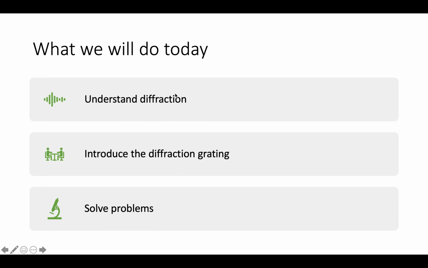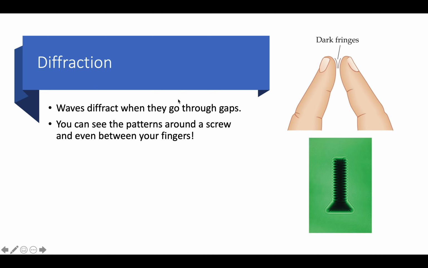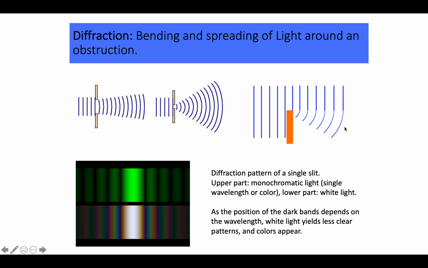So we'll understand diffraction, introduce the diffraction grating, and we in the class will be solving some problems together. So diffraction is waves, when they go through gaps, they bend around the edges. You can put your fingers together and if you bring them close without touching, you'll see darkness in between before they even touch. That is the light bending. You will see that happening in a screw and other things as well.